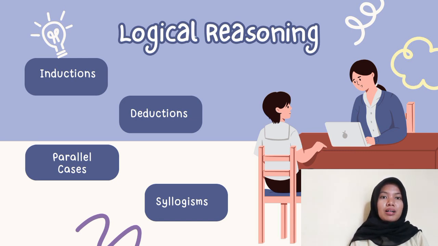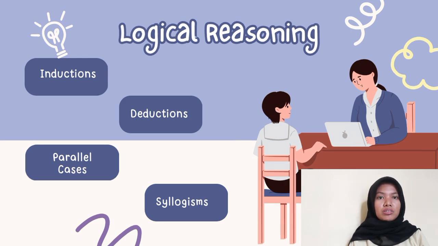The second is deduction, using a known principle to draw conclusions. For example, all humans die is a principle. I am human, so I will die. The third is parallel cases, comparing similar situations to make a conclusion. For example, if this car can go fast, then another similar car should be able to do the same. The last is syllogism, a logical structure of premises leading to a conclusion.